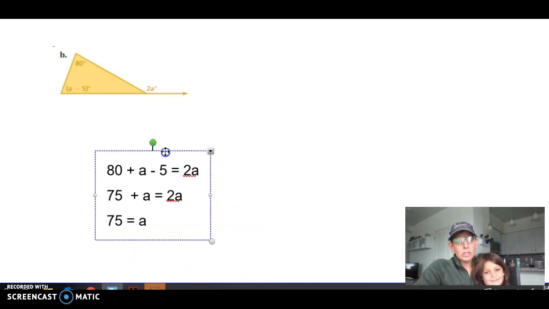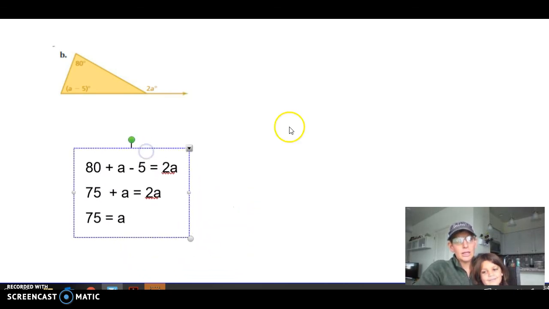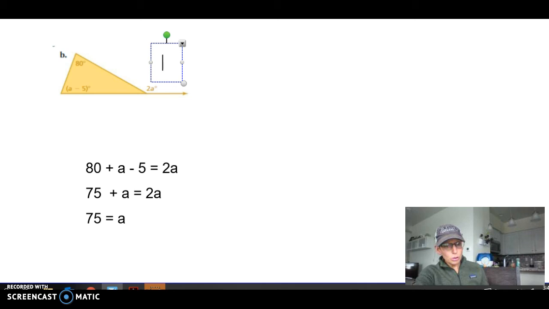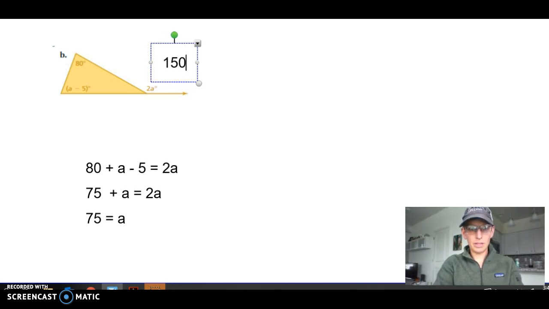Now, just like we looked at with the interior angle triangle, we still don't know the measure of our exterior angle here. All we know is that a equals 75. So to find the actual measure of that exterior angle, we have to do 2a, or 2 times 75. If we do 2 times 75, we're going to get 150.